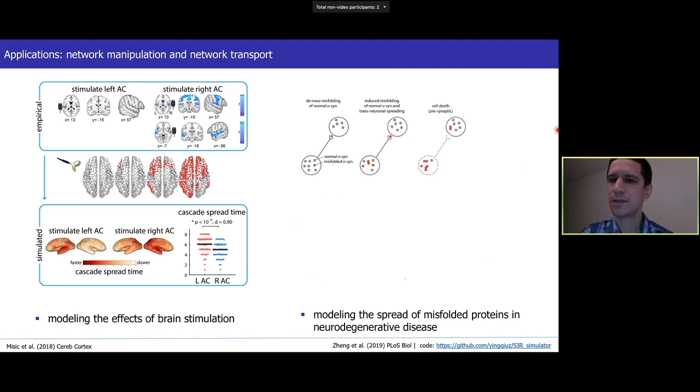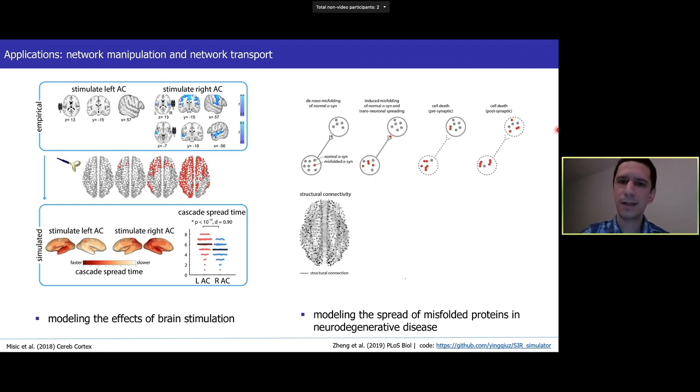And when enough of these misfolded proteins accumulate in a cell, they cause the cell to die, and they ultimately cause atrophy in the brain. So the architecture of the network can be used to predict the course and the expression of these neurodegenerative diseases.